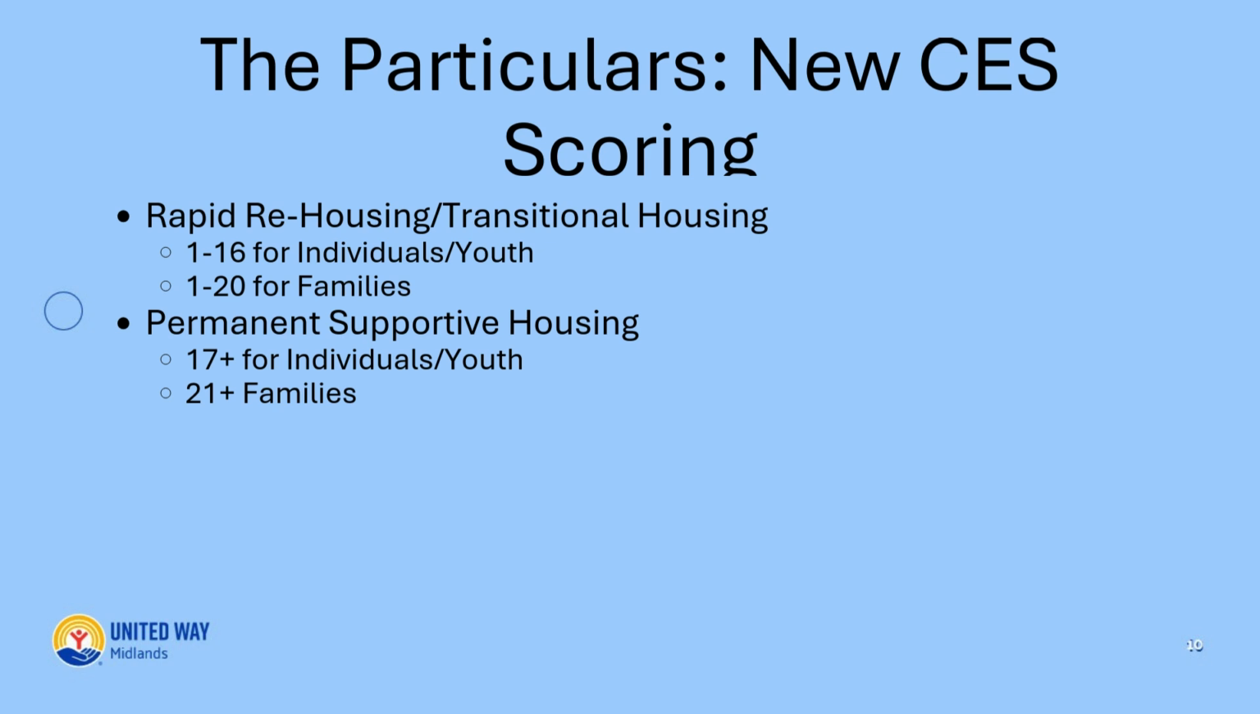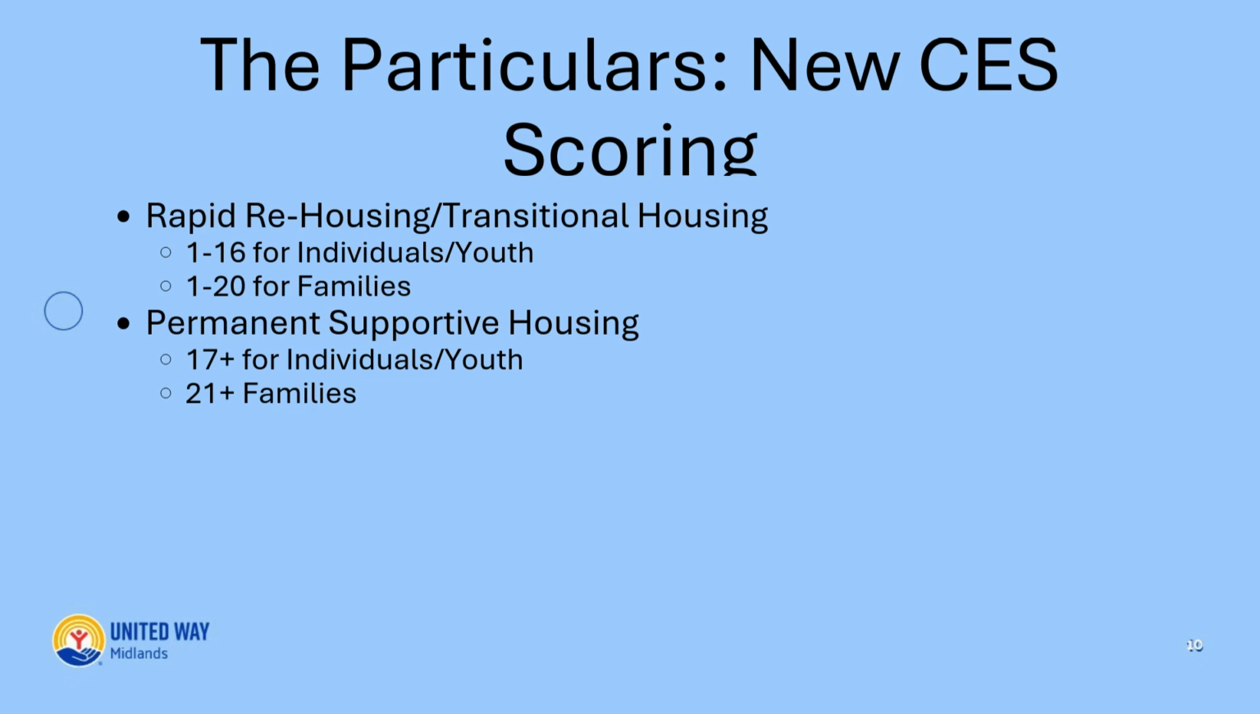You don't have to go top to bottom. However, you still have to go top to bottom for permanent supportive housing. So again, we'll go through the scores right here. 1 to 16 for individuals and youth is rapid rehousing and transitional. 1 to 20 for families.